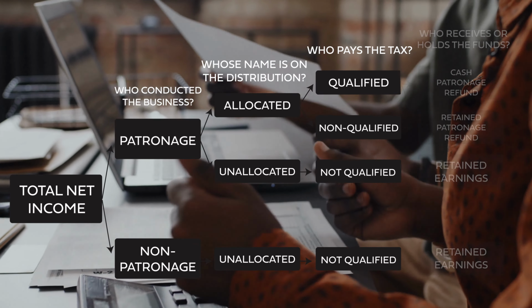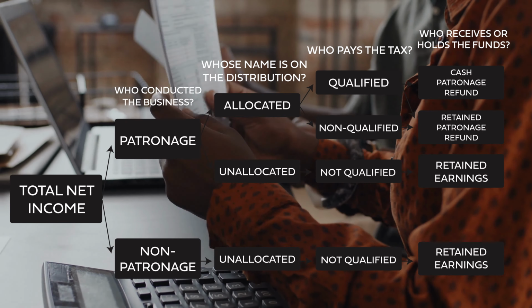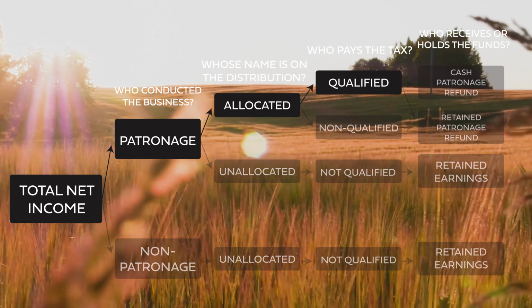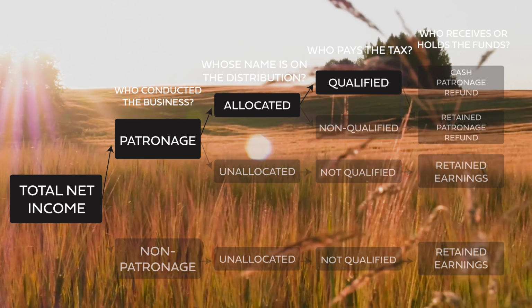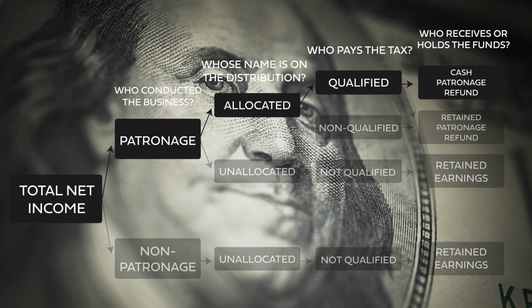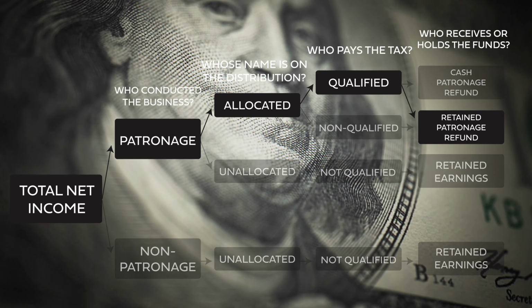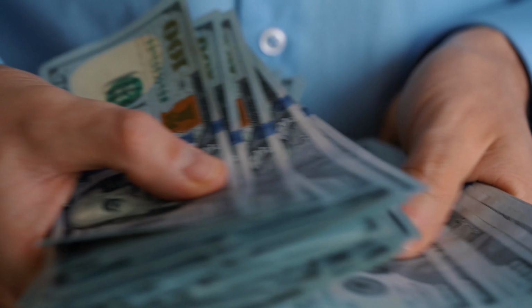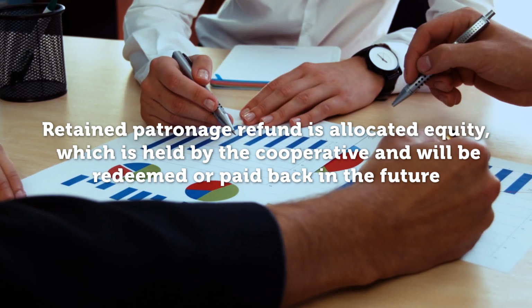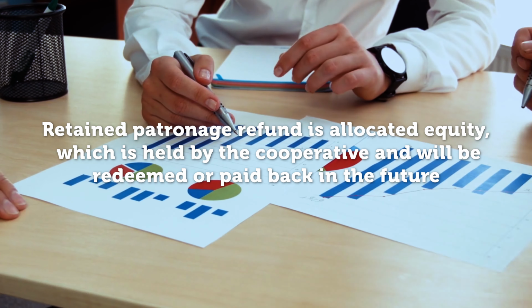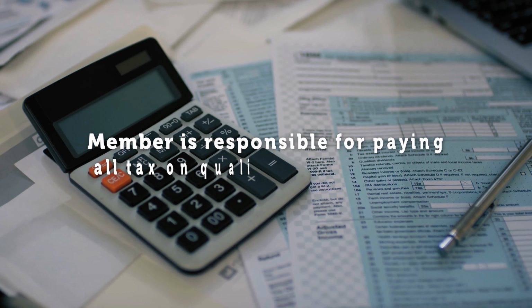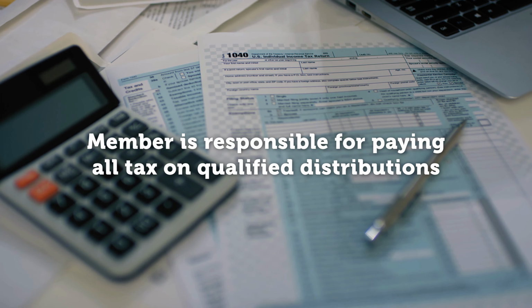Finally, we need to identify who receives or holds the funds. In the case of a qualified, allocated, patronage income distribution, the co-op member could receive a portion of the distribution as a cash patronage refund or as a retained patronage refund. Cash patronage is just cash paid to the member. Retained patronage refund is allocated equity, which is held by the cooperative and will be redeemed or paid back in the future. The member is responsible for paying all of the tax on a qualified distribution.